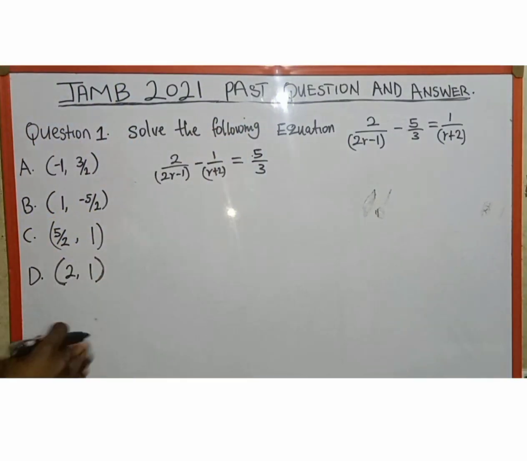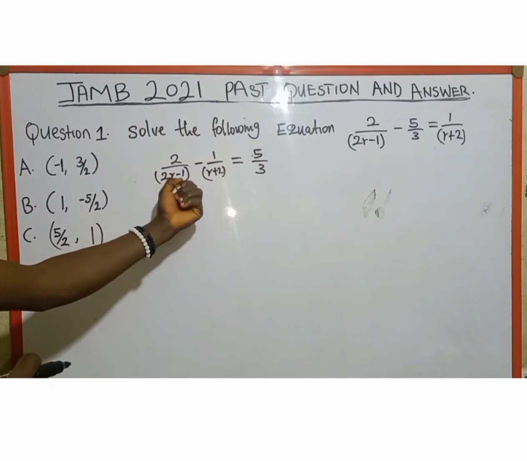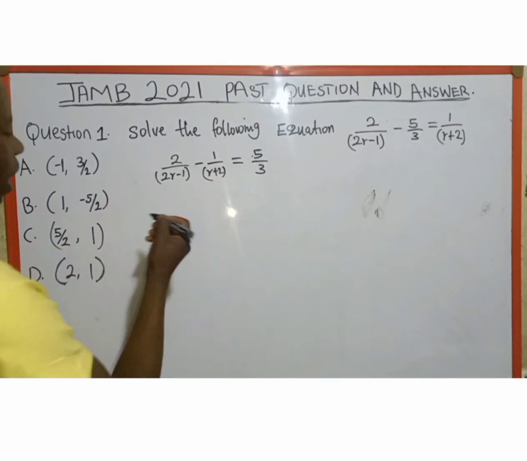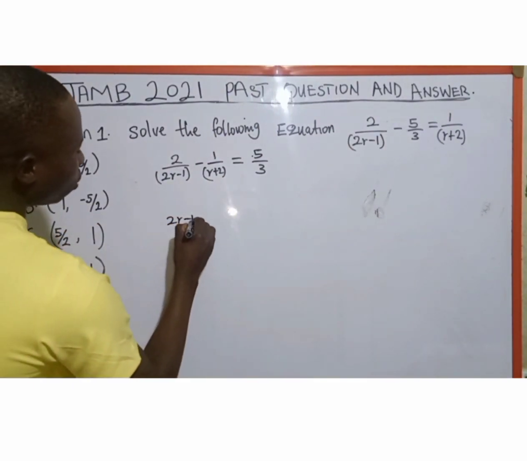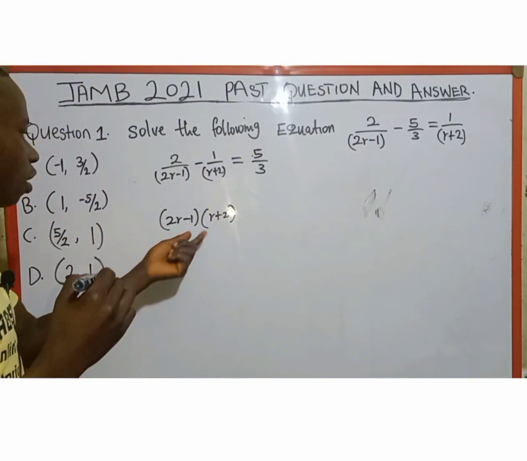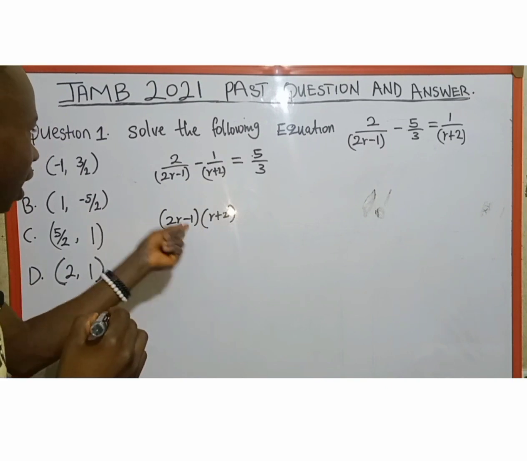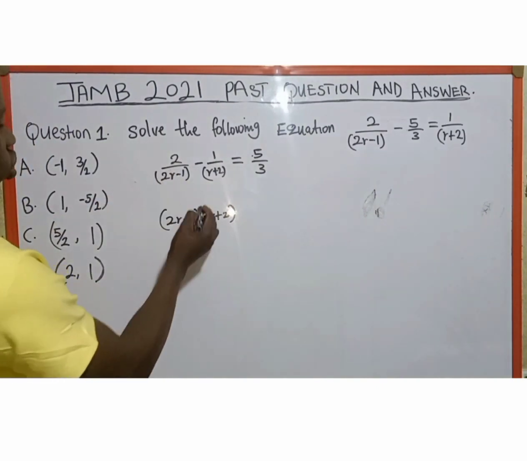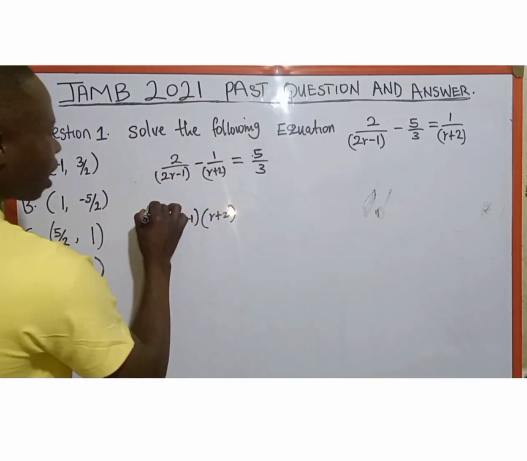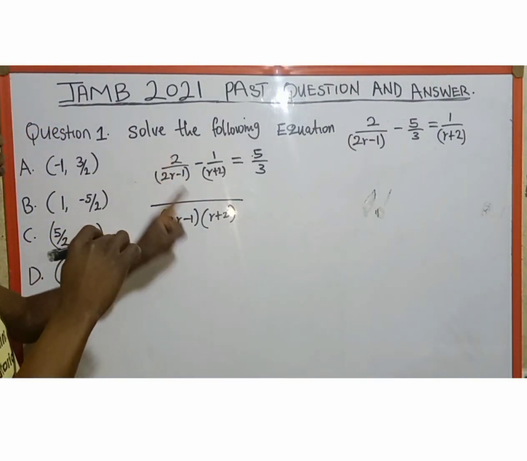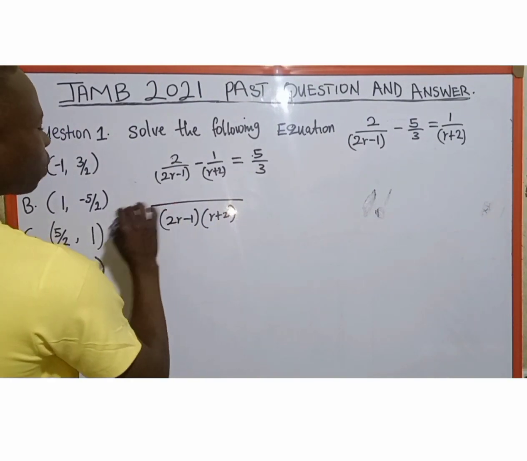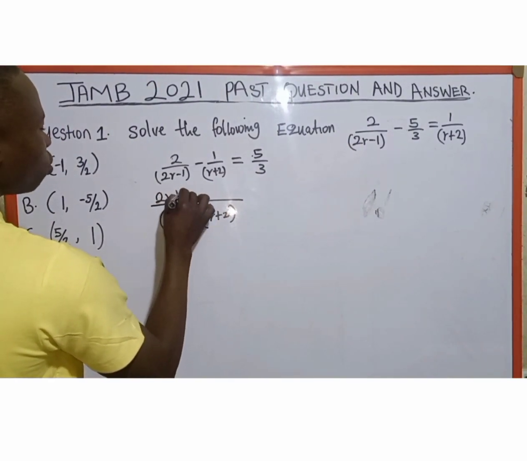The next thing we need to do is to find the LCM of the left hand side, and the LCM is the product of these two brackets. So the LCM will be 2r minus 1 multiplied by r plus 2. If you divide by the first bracket, 2r minus 1 will cancel 2r minus 1. It will remain only r plus 2, and r plus 2 multiplied by 2. 2 multiplied by r is going to give me 2r, and 2 multiplied by 2 is going to give me 4. So we are going to have 2r plus 4.